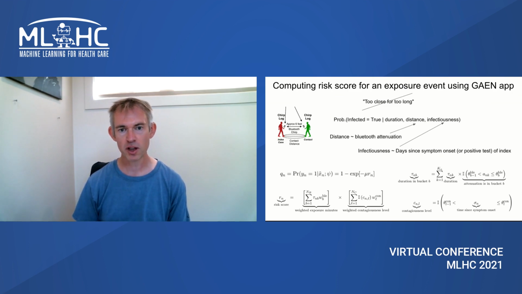The traditional heuristic is called too close for too long, and it's based on the rule of thumb that if you're 15 minutes or more at 6 feet or less, you may have been exposed. A more nuanced approach is to compute the probability of infection as a function of the duration, the distance between the two parties, and the infectiousness of the index case. The Google Apple Exposure Notification app uses a simple risk score model which takes these three factors into account.